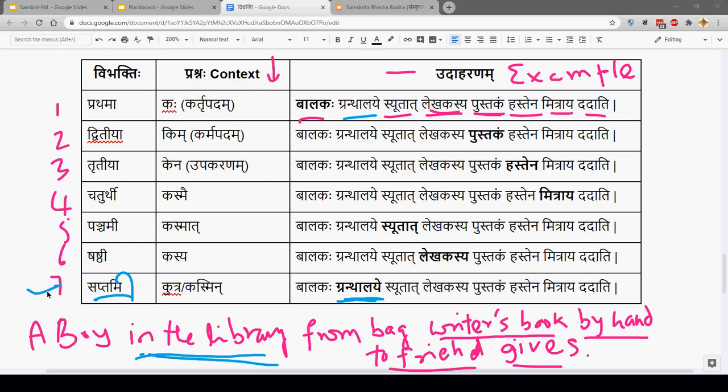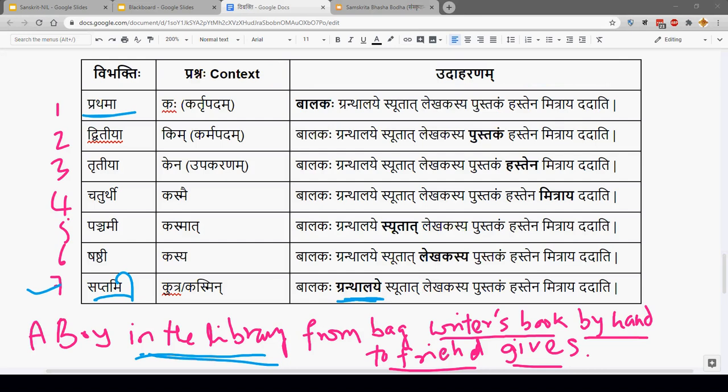Okay, like that. So starting from the top, we have balakah granthalaye syutat lekakasya pustakam hastena mitraya dadati. Here the word in bold indicates that the first case ending is applied to it. Balaka is the base word, and in the first case ending it becomes balakah. So when the first case ending is applied, what is the role of that?